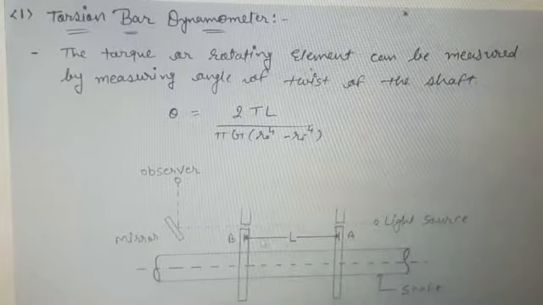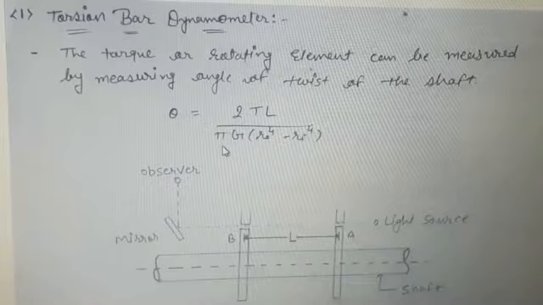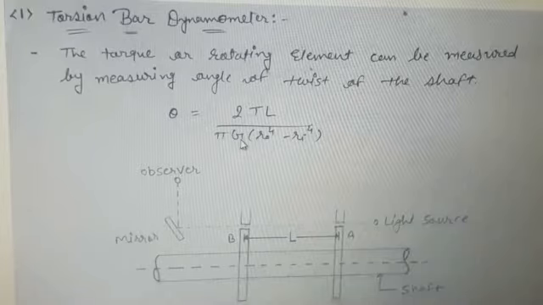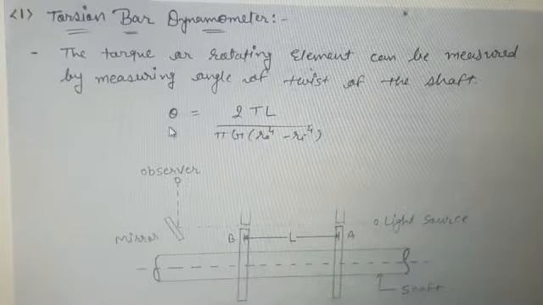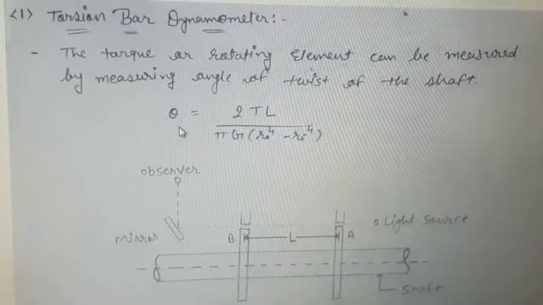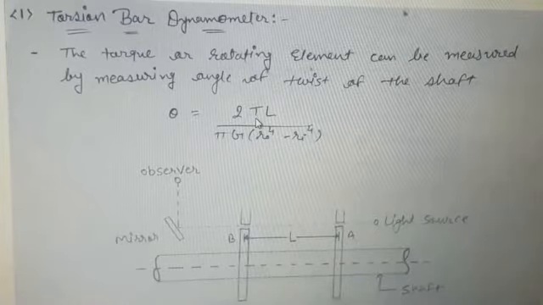And we know the value of pi is 3.14. Then what is G? G means shear modulus or modulus of rigidity. R0 means outer radius, and Ri is the inner radius. Clear? So let's repeat. What is theta? Theta means angle of twist and it is in radian. T means torque.